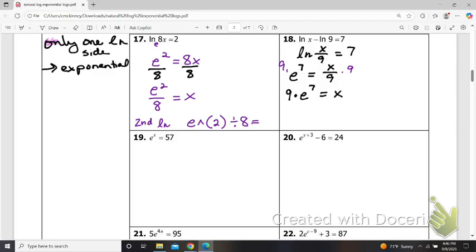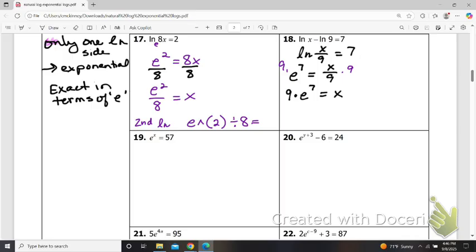So we have exact answers. We would say in terms of e, they still have the e in them. And then we have an approximate, where we keep a couple decimal places, or 3 or 4, however many.